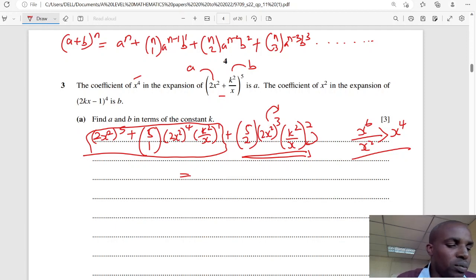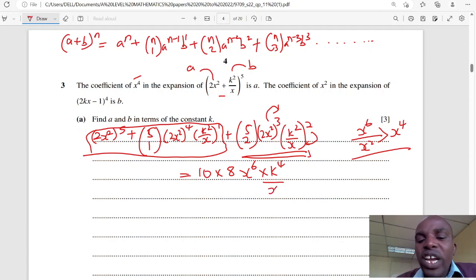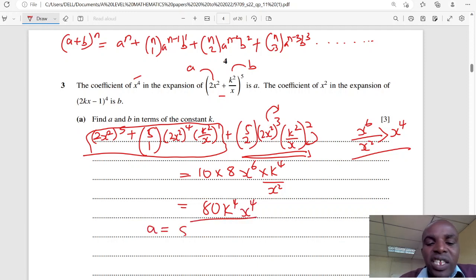5 choose 2, let me make sure, is 10, yes. Then 2 to the power 3 is 8. Then x to the power 6. Then times k squared is k to the power 4 over x squared. Then if you can simplify this part, you get 80 k to the power 4 x to the power 4. So the coefficient, that is a, is equal to 80 k to the power 4.